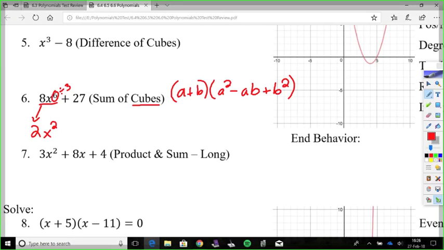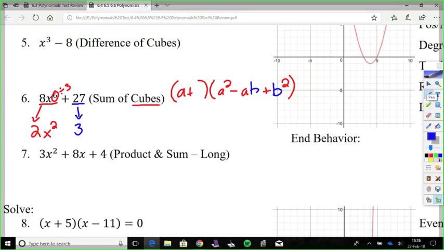And then for the B value, so again, this is my A value. I'll keep it in red. I'll put the B value in blue. We'll keep it that way. So the B value comes from 27. And 27, what's the cube root of 27? It's 3, right? Because 3 cubed, or 3 to the third power, is 27. So now everywhere I see an A, I'm going to put 2x squared. And everywhere I see a B, I'm going to put the 3.